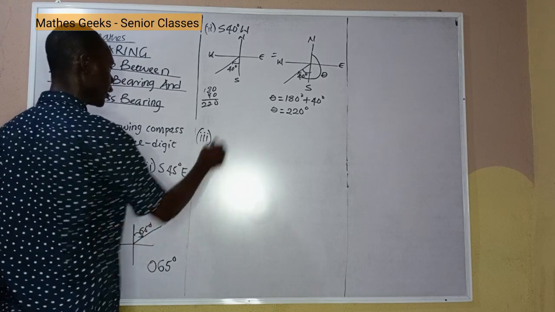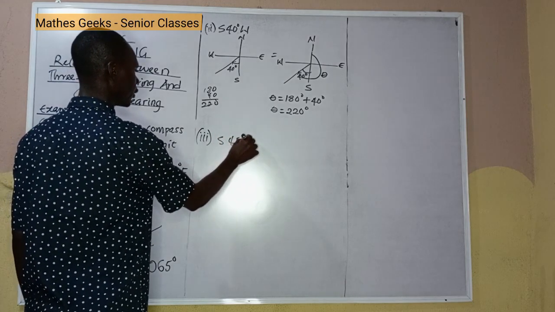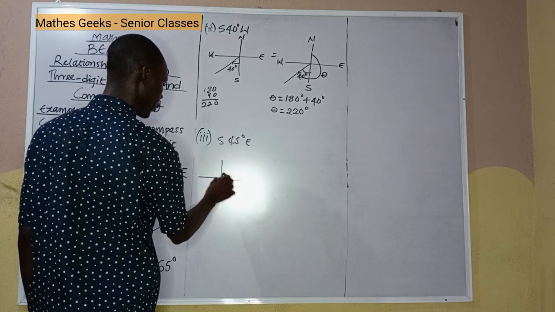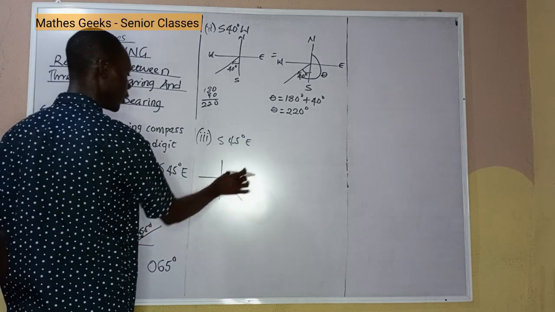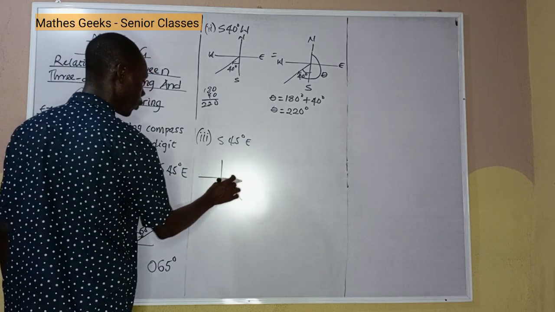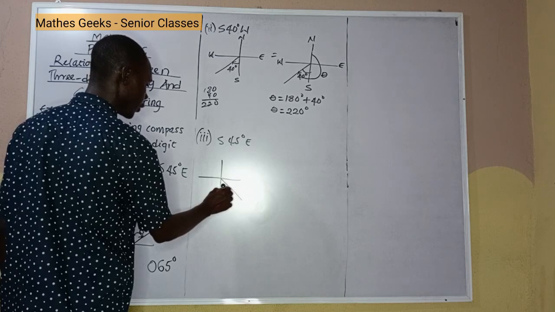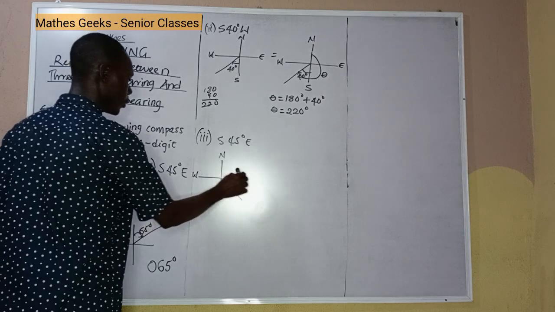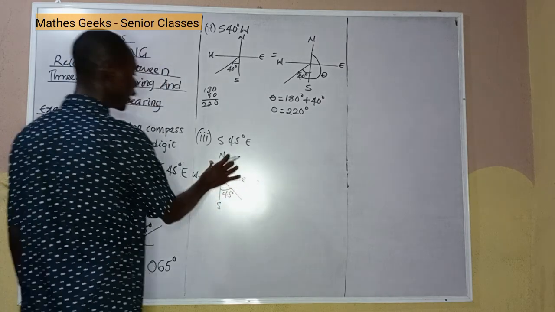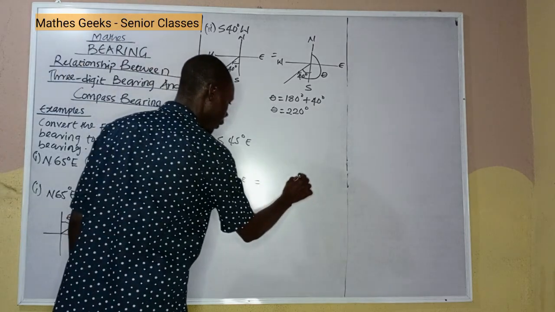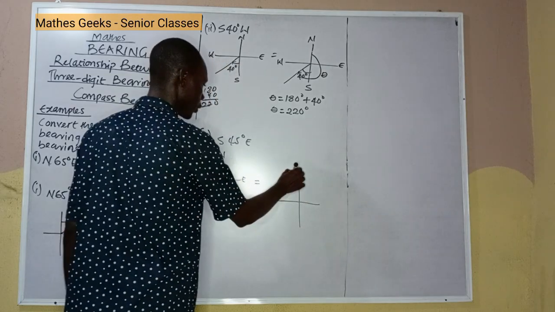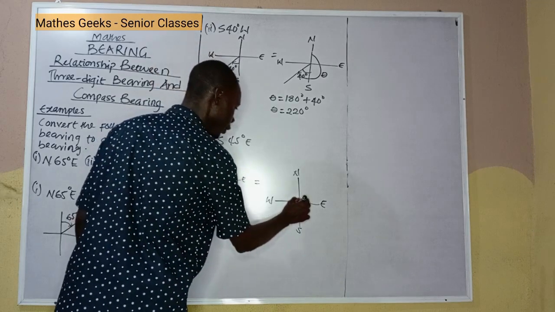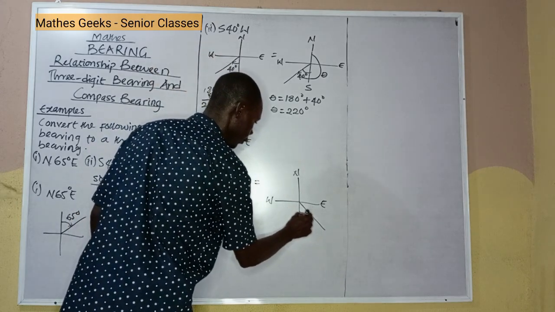Number 3, south 45 degrees east. So south 45 degrees east in compass bearing would look like this, between the south and the east. Your measurement will start from the south only to meet the line. So this is 45 degrees. Now let's get the value of this in 3-digit bearing. Using our compass also, this is north and this is south, west, and east. So south 45 degrees east, this is 45 degrees.